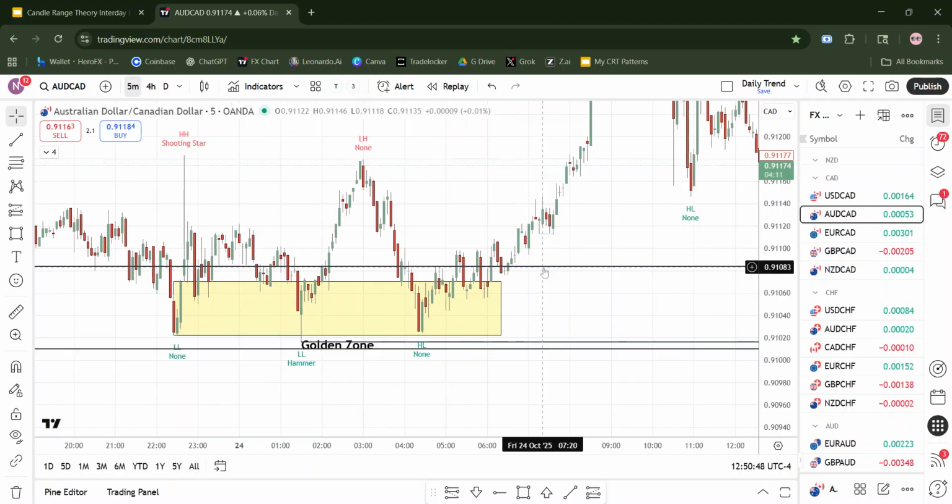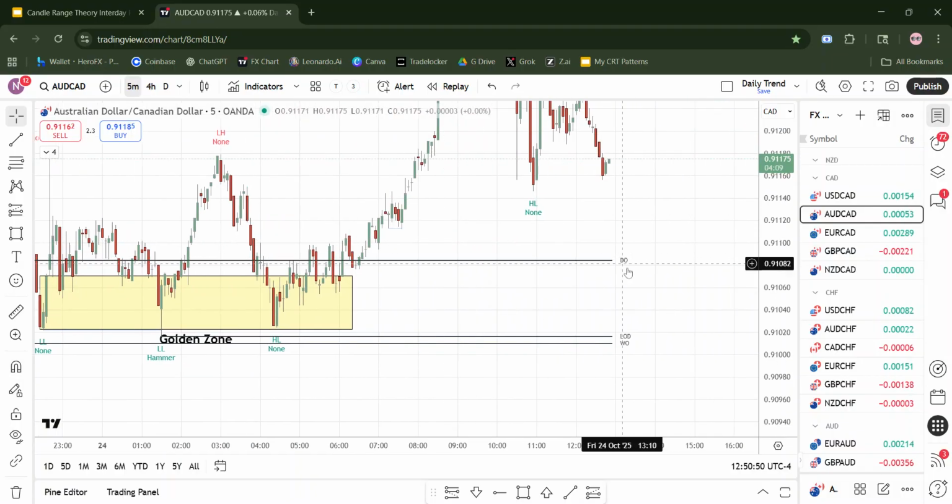And again, daily open comes into play because the daily open is right here. This is the mark levels indicator that will show you that.